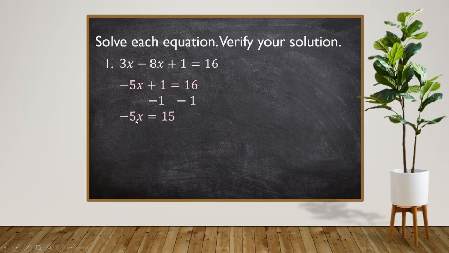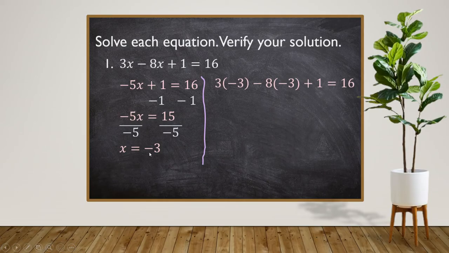X is multiplied by negative 5. When there's nothing between the number and the variable, that means multiplication. The inverse operation of multiplication is division. So I would divide both sides by negative 5. That gives us x equals negative 3.